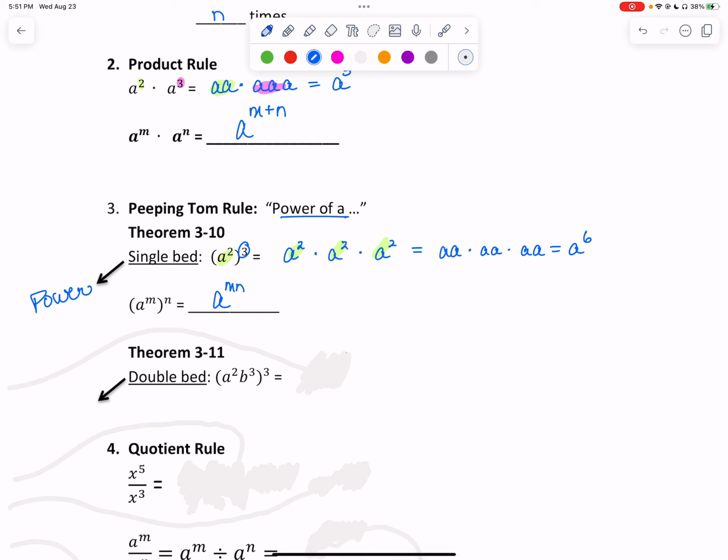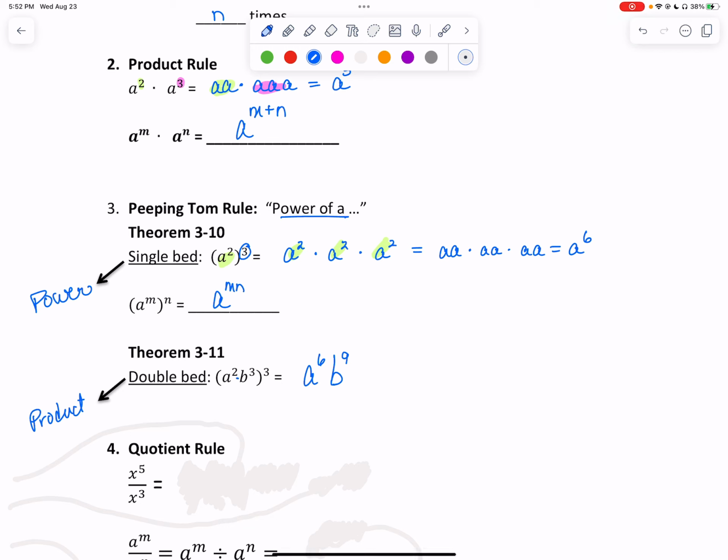Okay. This one, the way I explain it in my Algebra 1 class is they are looking into just a single bed. Okay. Now here we got a double bed. You see, you got 2 people in it. It's a double bed, but it is the exact same thing. Okay. You are multiplying these exponents. 2 times 3 gives me 6, and 3 times 3 gives me my 9. Okay. But other math people don't call it the peep and Tom with a double bed. They call it the power of a product because those 2 are multiplied together. So it's called the power of a product.